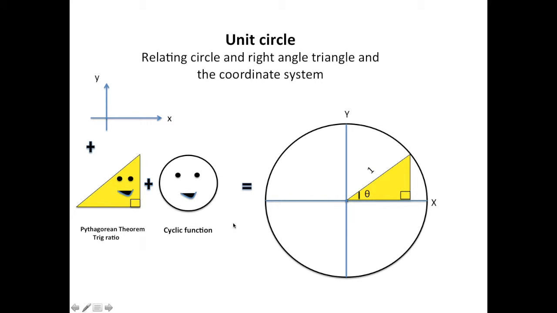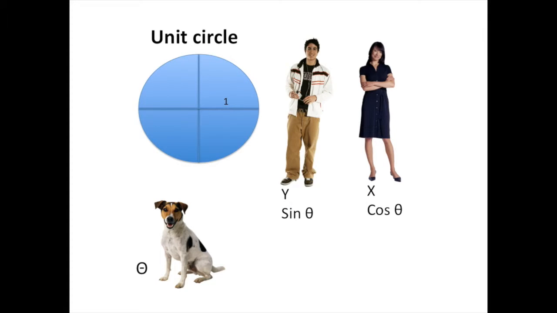A circle is a perfect cyclic function, and in a unit circle we relate the right angle triangle and the coordinate system to the circle. Using these two helps us navigate through a cyclic function and study different angles, different positions in a cyclic function. Here, in order to analyze the behavior of sine and cosine of theta, we're going to try different angles theta in a unit circle and see how they behave in 4/4 of a unit circle.